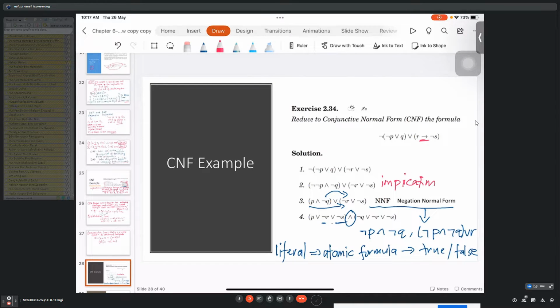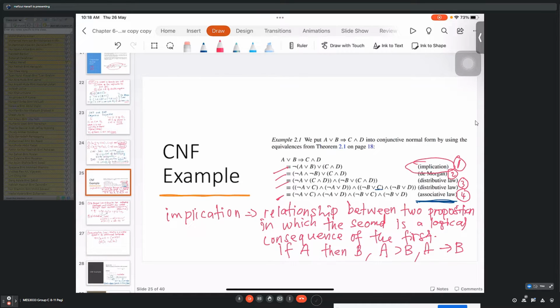Okay, basically for negation normal form, the literal is equivalent to an atomic formula, either true or false. And this one is negation normal form. Basically we use the step to eliminate the implication, yang implication satu je ni. Kita bubuh negation kat depan. Boleh eh? Siapa tanya tadi tu?